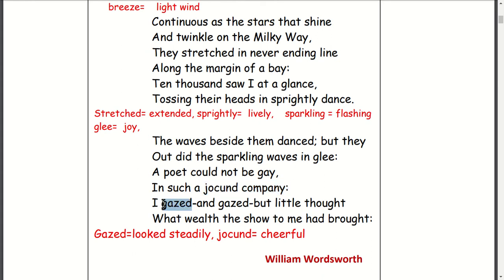I gazed. The poet gazed and gazed, watched, but little thought. He could not think the meaning, the importance, the wealth of the scene. Little thought what wealth the show to me had brought means only the poet enjoyed watching, busy watching the beauty and activities of the flowers dancing in the breeze. The poet gazed but could not understand what wealth the beauty of the flowers had brought to him.